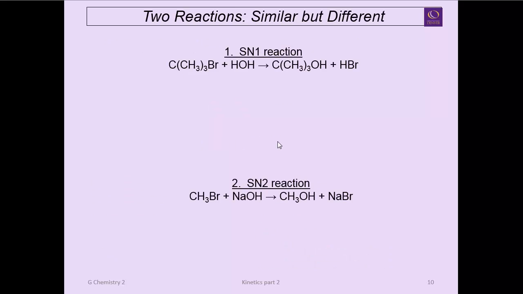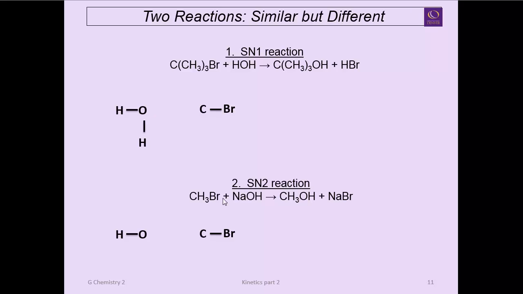So to help you understand how different reagents can have a different influence on the rate law, I'm going to give you 2 examples. So the reactions are very similar. In the first one, the electrons on this oxygen attack this carbon, and the bromine leaves. And in the second reaction, the electrons in the oxygen attack the carbon and the bromine leaves. Very similar reactions, but slightly different. And they have a different rate. And that's what I want to show to you.